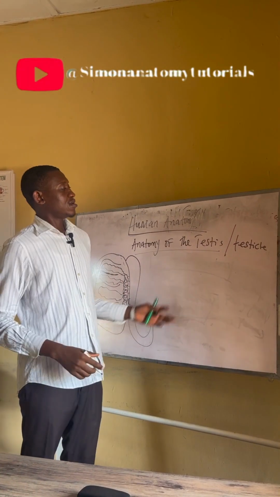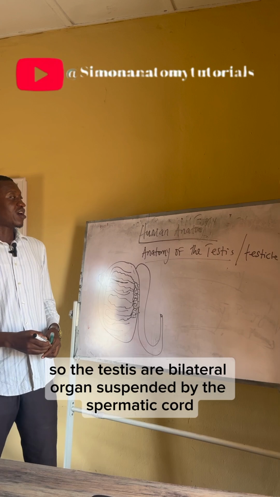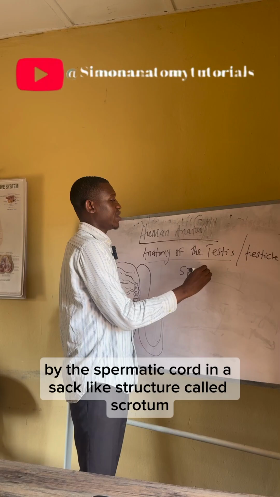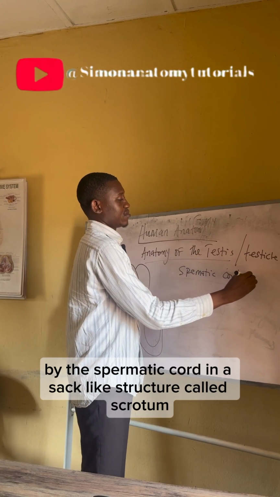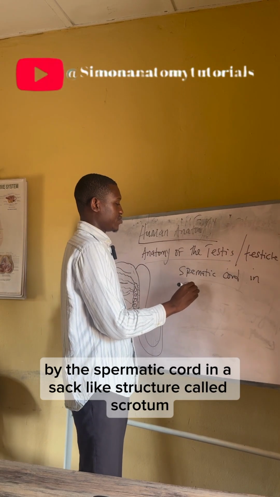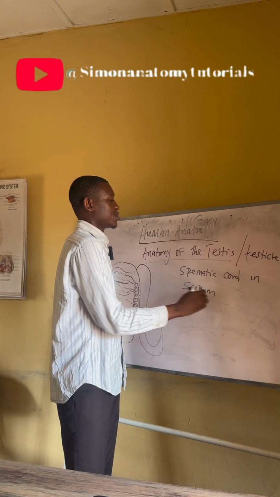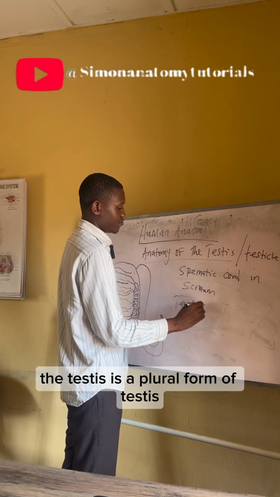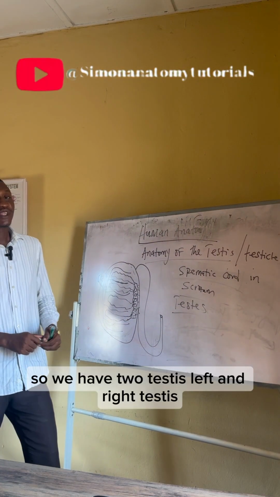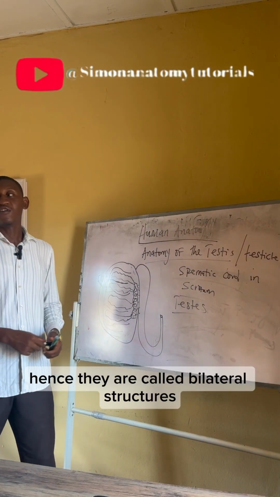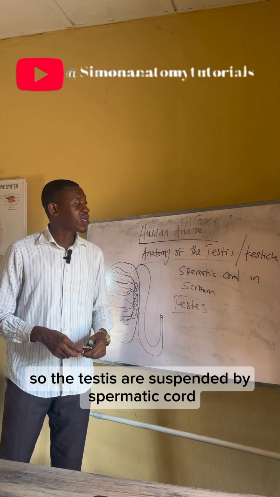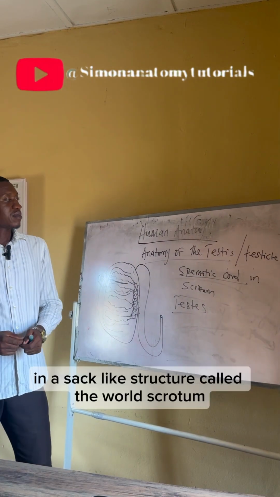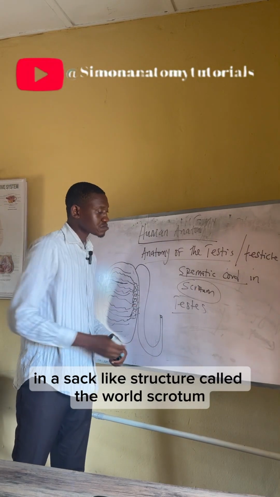Testicle. So the testes are bilateral organs suspended by the spermatic cord in a sac-like structure called the scrotum. The testes are bilateral structures. Testes is the plural form of testis. So we have two testes, left and right testis, hence they are called bilateral structures. So the testes are suspended by the spermatic cord in a sac-like structure called the scrotum.